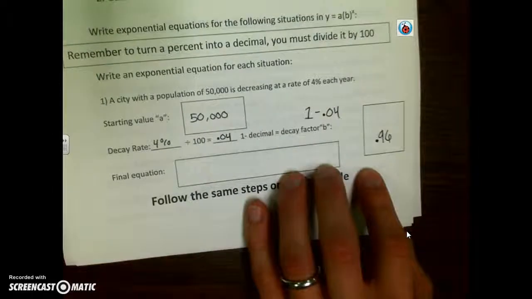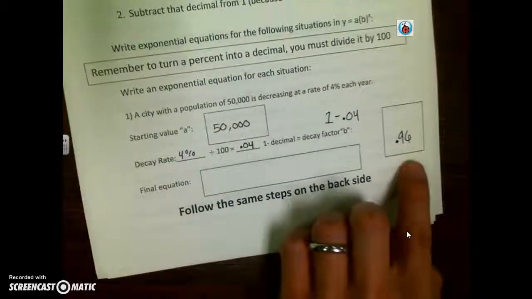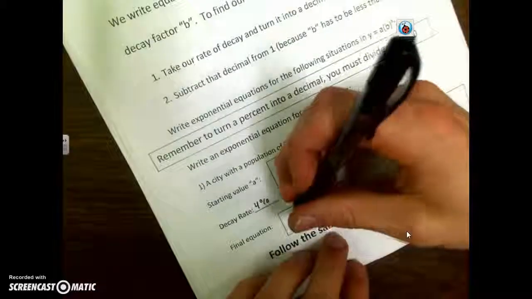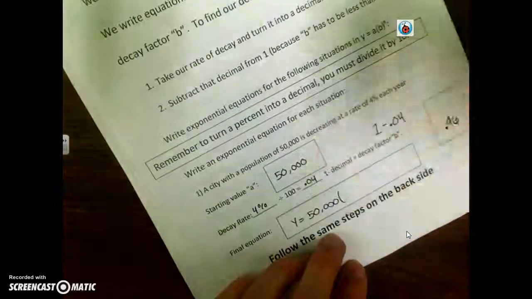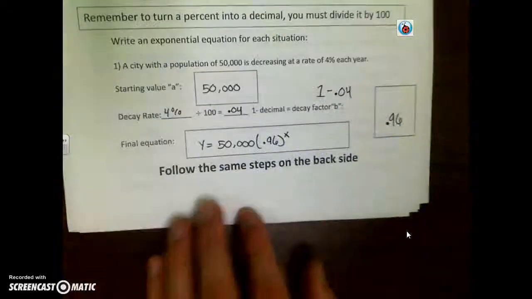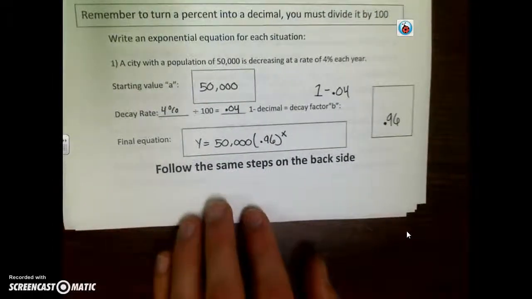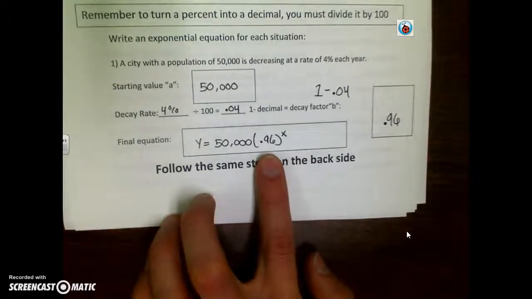will be a 0.96. So when we go to write that final equation, we have our a value, we have our b value, and that's what our final equation will look like there for us. All right, and you can notice this b value is in between 0 and 1. That's how I know that it is decay.